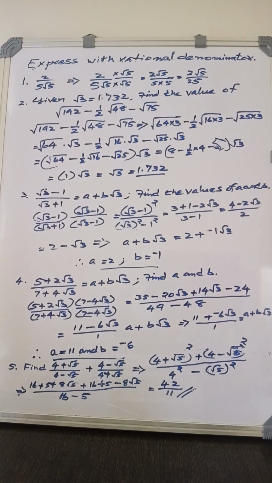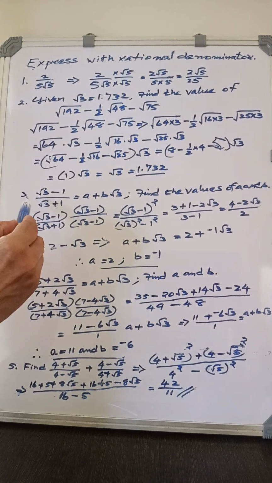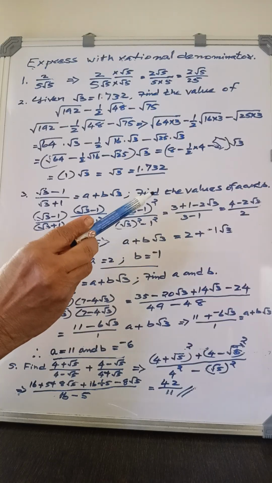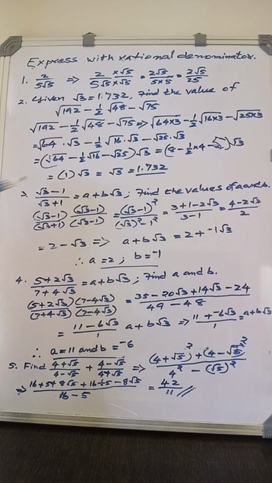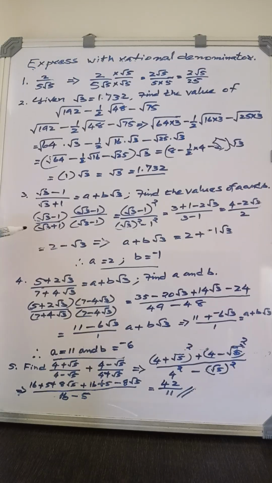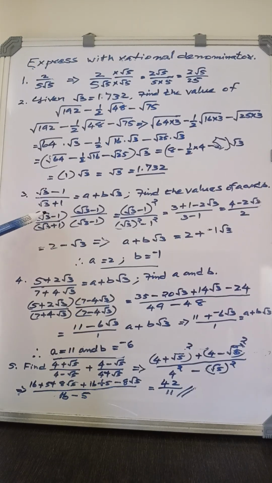Next we are going to another type of question. Root 3 minus 1 by root 3 plus 1 equals a plus b root 3. Find the values of a and b.